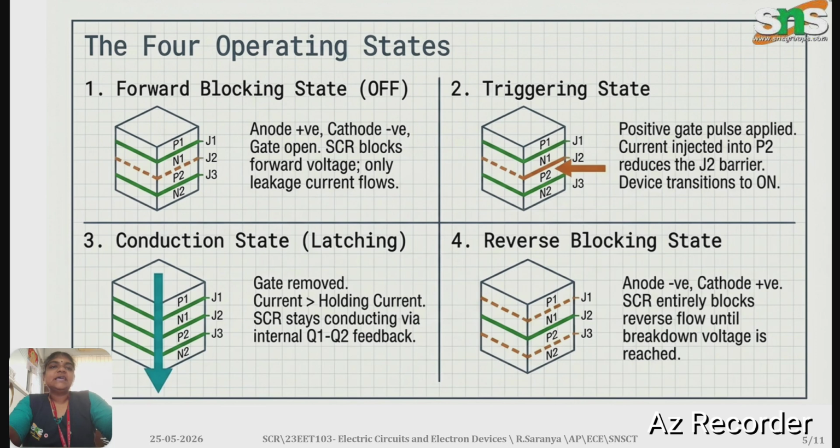The next stage is the reverse blocking stage, which is an off state. The anode is negative with respect to the cathode. The junctions J1 and J3 are reverse biased, and J2 is forward biased. Here also only a small amount of leakage current flows, and the SCR entirely blocks the reverse flow until the breakdown voltage is reached. So these are the four operation states followed in the SCR. Only once we apply the gating pulse will it start the conduction process. Till then, it will be waiting for the triggering state.